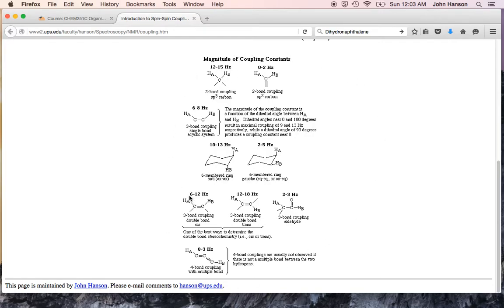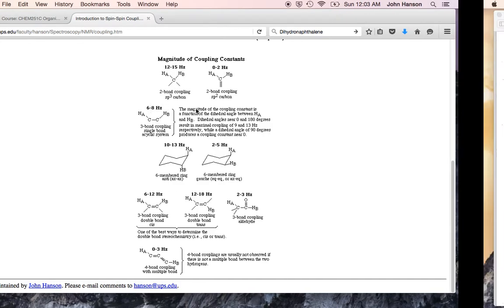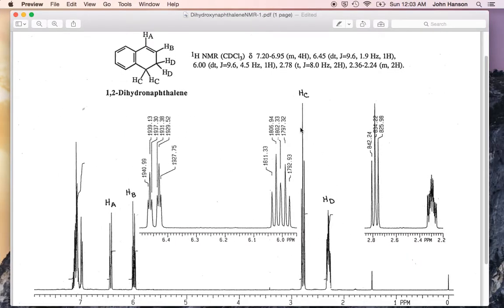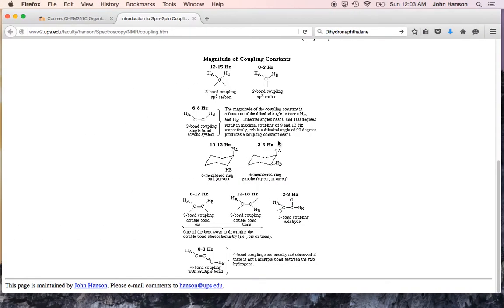If we look at 3-bond coupling, so here's a normal 3-bond coupling, it's 6 to 8 hertz, and that's what we found for this proton right here, HC. Remember, that was about 8 hertz, so that was kind of normal. If we think about a double bond like this, which is sort of what we have in our system, it's 6 to 12 hertz, and typically it's toward the upper end of that range, but that's fine. But then notice down here is a 4-bond coupling.